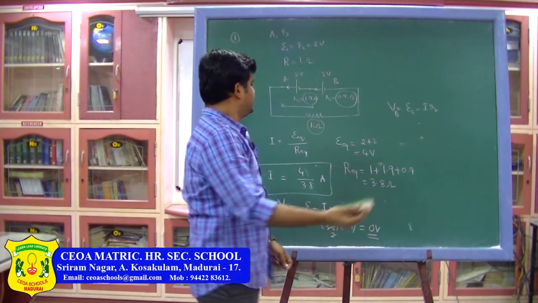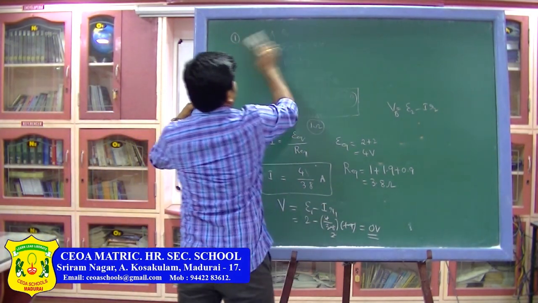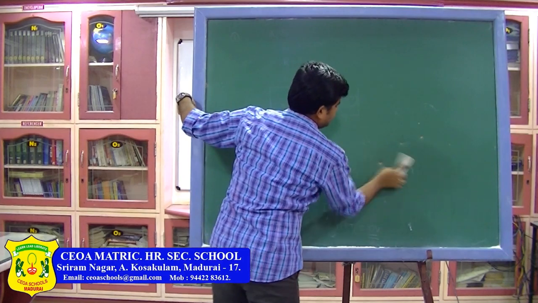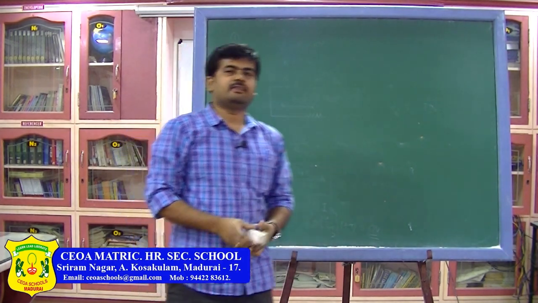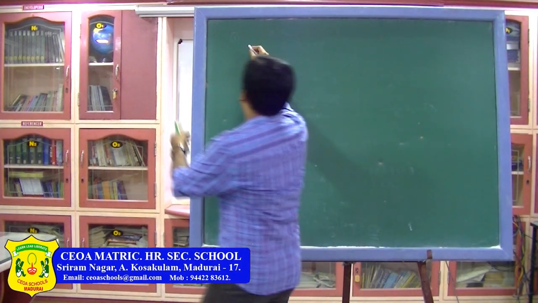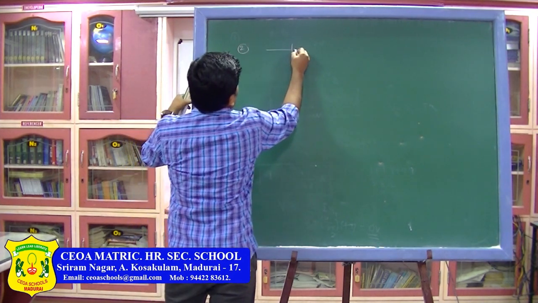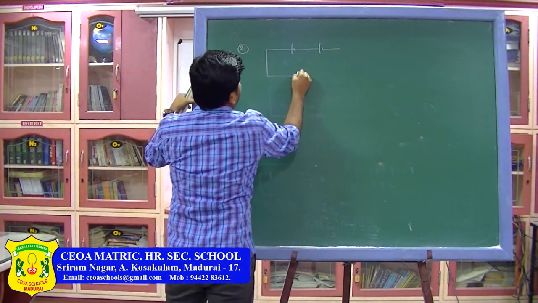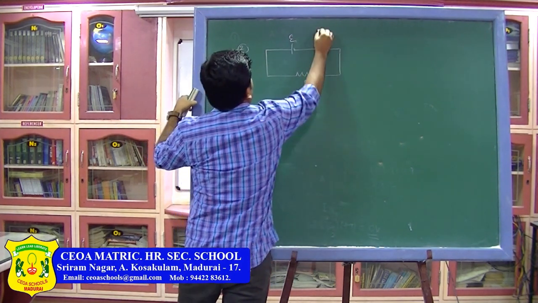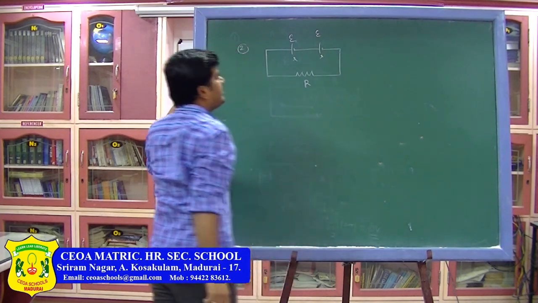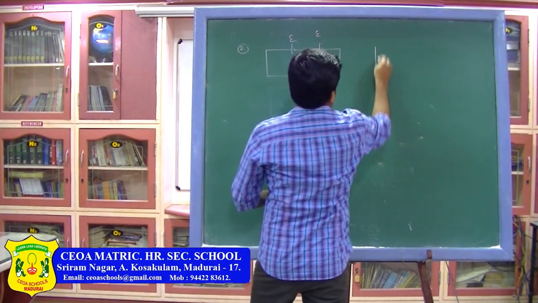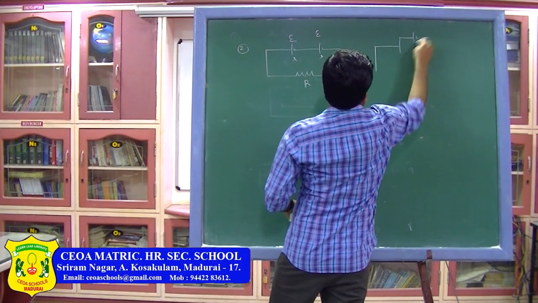two identical cells which are connected in series to an external resistor. Let me draw the circuit first. Two identical cells which are connected in series to an external resistor of resistance R ohm. Both are identical cells, having the same EMF and same internal resistance, and then the same two cells are connected in parallel to the same resistor.